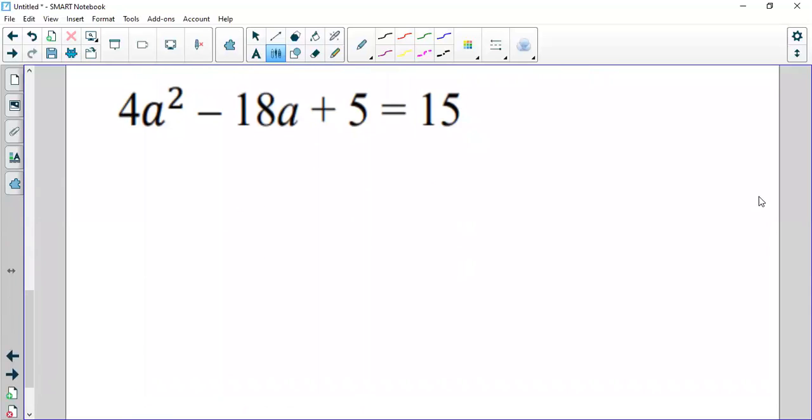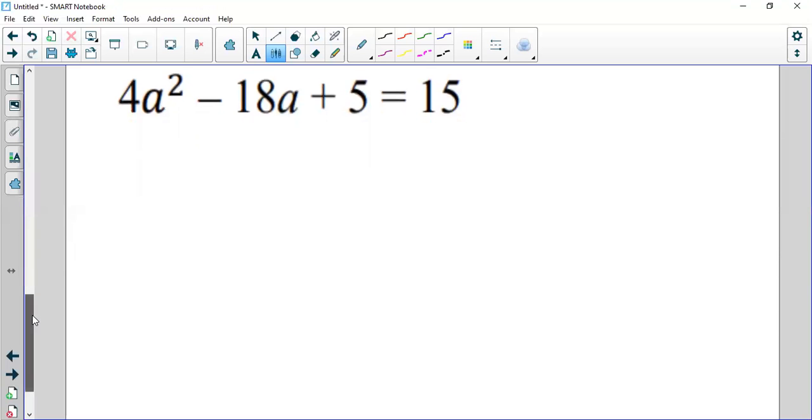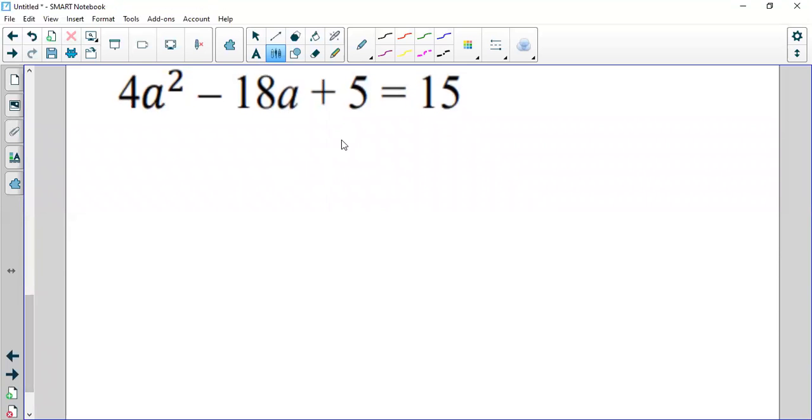Here's the other one. 4a squared minus 18a plus 5 equals 15 does not equal 0. Got to make it equal 0 first. I got to subtract that 15. Combine it with this 5. So 4a squared minus 18a. Subtract 15 from both sides, and this becomes minus 10 is equal to 0.